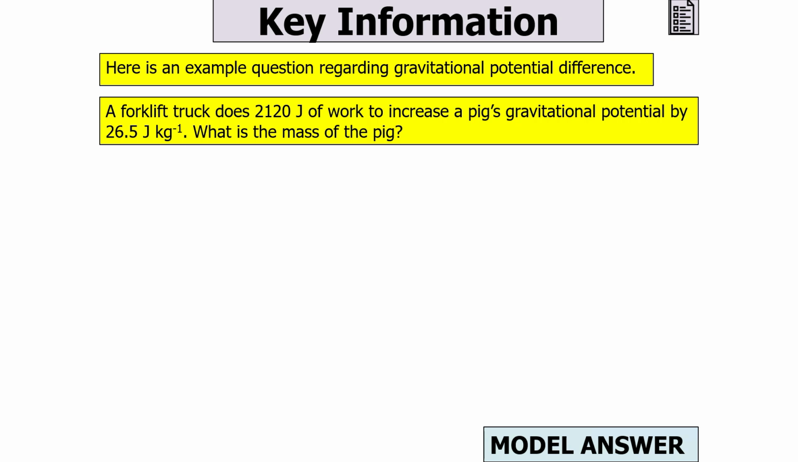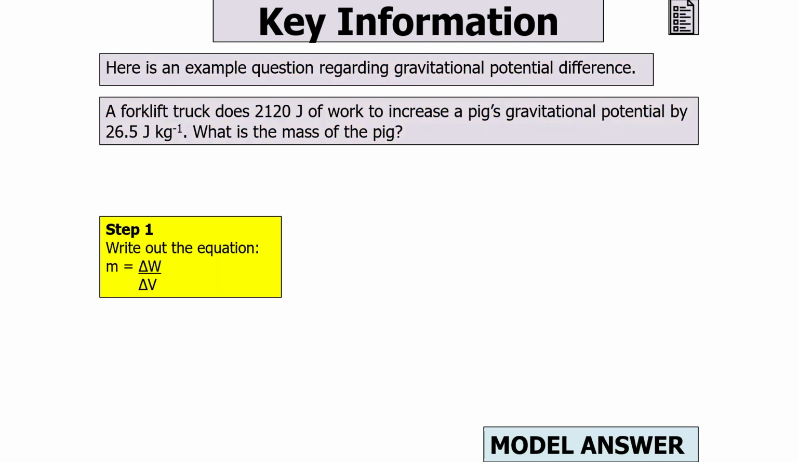So here is an example question regarding gravitational potential difference. A forklift truck does 2120 joules of work to increase a pig's gravitational potential by 26.5 joules per kilogram. What is the mass of the pig? So the first step is to write out the equation. m is equal to delta W over delta V.